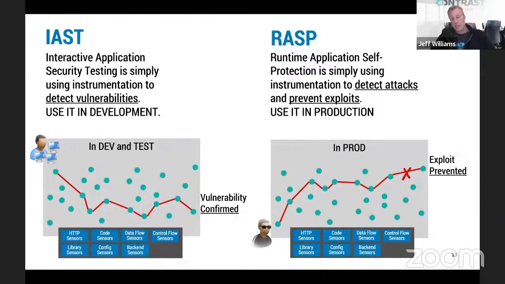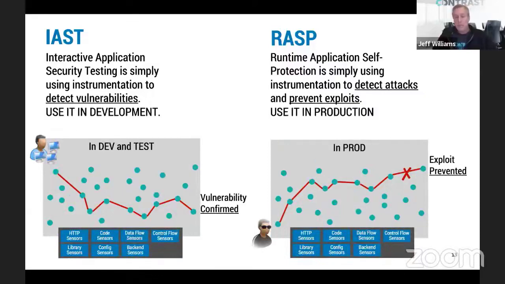The other thing I want you to think about is RASP. That stands for Runtime Application Self-Protection. And all that means is using instrumentation to detect attacks and prevent exploits. We just did that. We did that to identify expression language injection and block it from exploiting the application. So using RASP, we can prevent whole classes of vulnerabilities from being exploited.